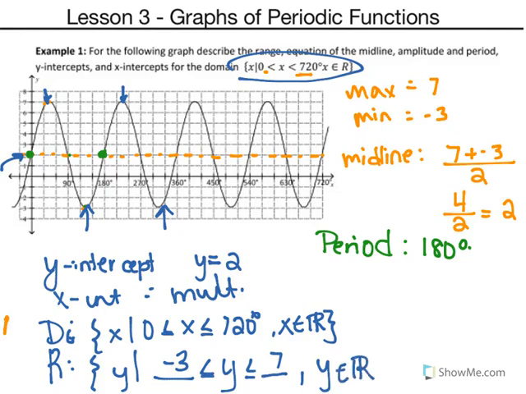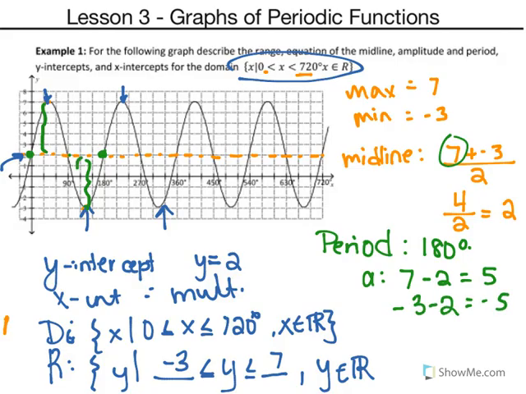So there's all the information for this, except for the amplitude. I missed that one. So to find your amplitude, we want to find the distance between the max and the min and the midline. So what we could do is we take our max and we subtract the midline, and it's 5. Or you can take your minimum and subtract your amplitude, which is -5, which makes sense because you'd be going down 5. So our amplitude is 5.